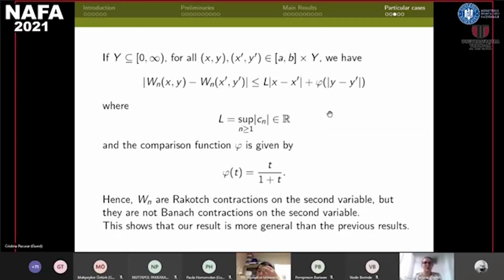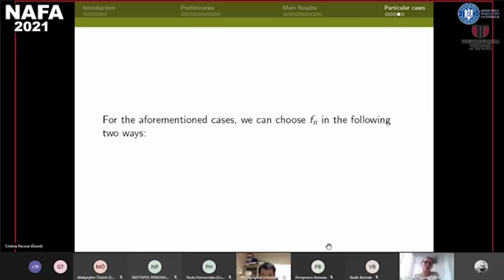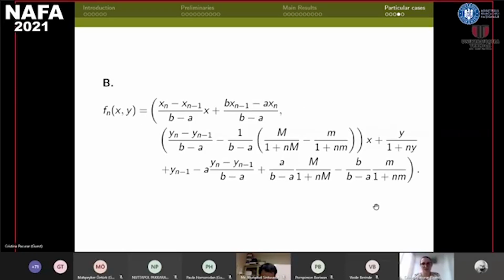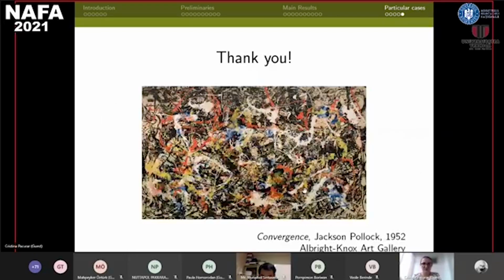And although it is a Rakotch contraction, it is not a Banach contraction, which proves that our results are more general than the previous results. In the two cases, we can choose the family of functions Fn, which are the constitutive functions of the countable iterated function system, in the two following ways. In the first case, we will choose Fn as such, and in the second, Fn has the following expression. Thank you for your attention.